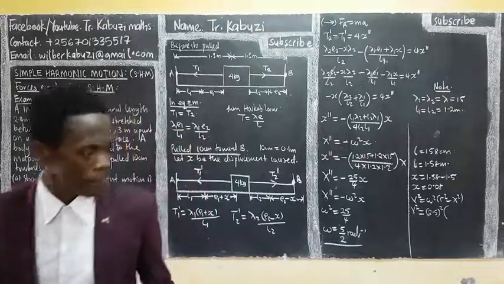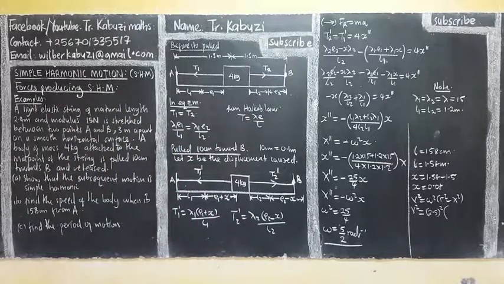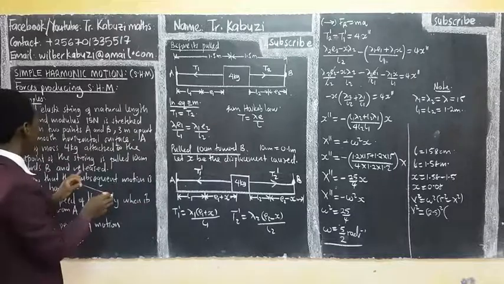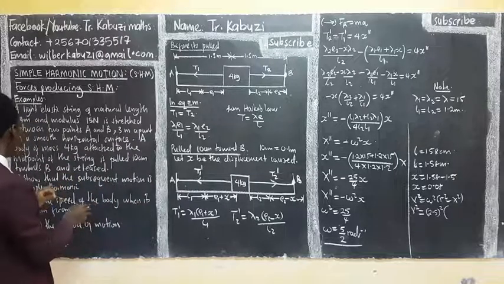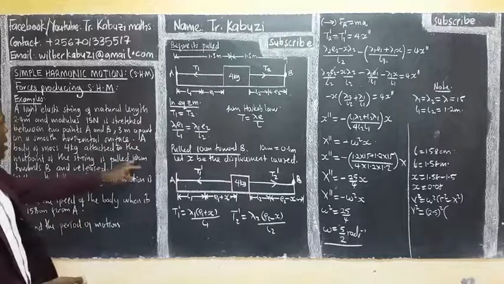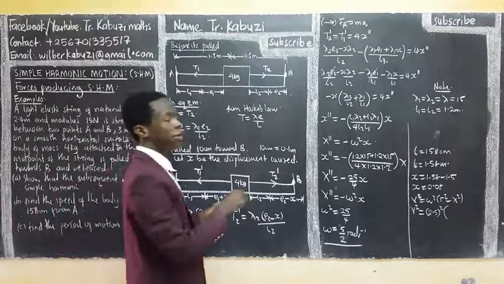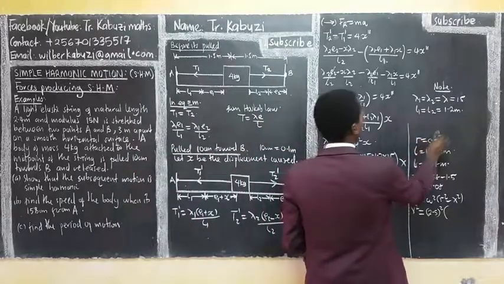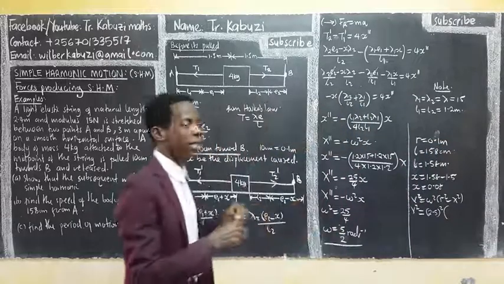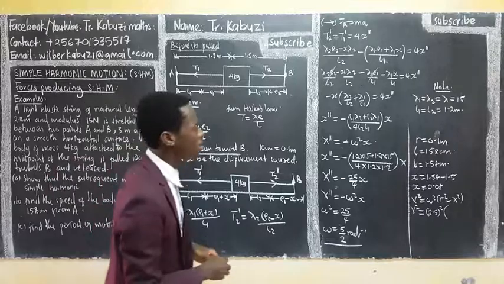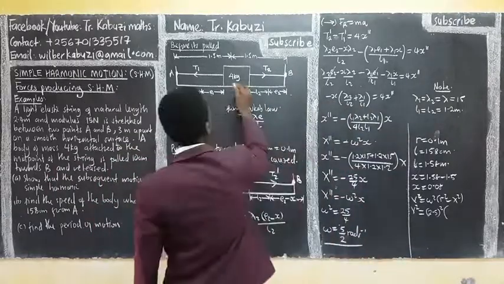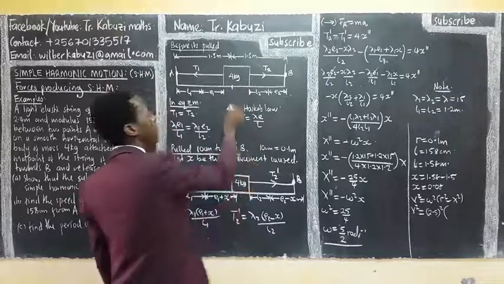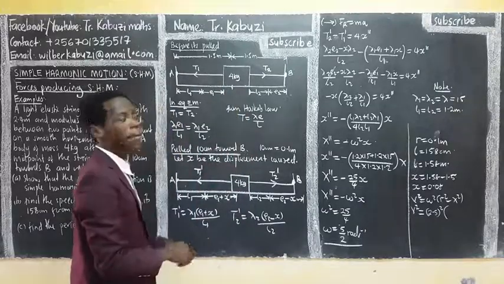Remember that this string was pulled 10 centimeters, meaning that now our amplitude there is going to be our r. So our r is 0.1 meter. It's the amplitude which was caused when this particle was pulled towards A. So from the center here, because this is our center, when I pull it, that's the amplitude I'm causing, 0.10 meters.